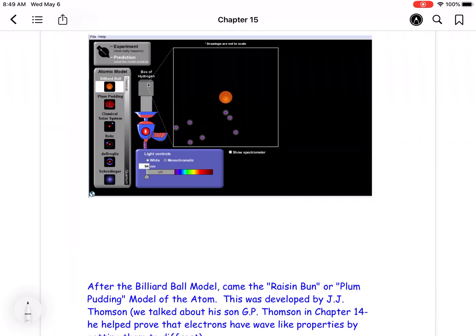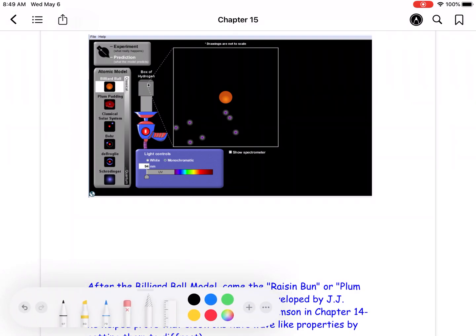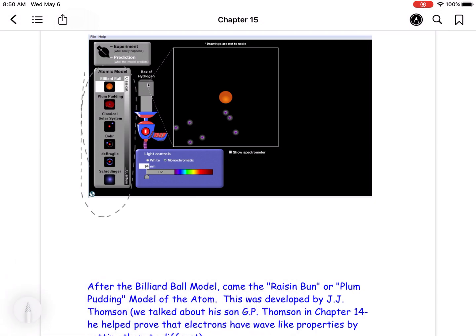It doesn't work on your Chromebooks, but if you have a home computer, this is a really good thing where you can open this up and download it. It's a Java script, so you have to install Java. You can click the model, and it shows you the different models, from the oldest model at the top, the billiard ball, all the way down to the Schrodinger model. And that's kind of an important thing.